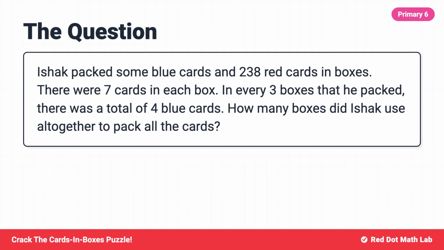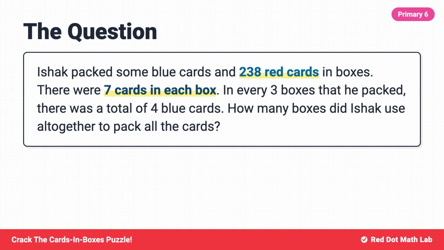Here is our question. Ishak packed some blue cards and 238 red cards in boxes. There were 7 cards in each box. In every 3 boxes that he packed, there was a total of 4 blue cards. How many boxes did Ishak use altogether to pack all the cards? Take a moment to read it again.